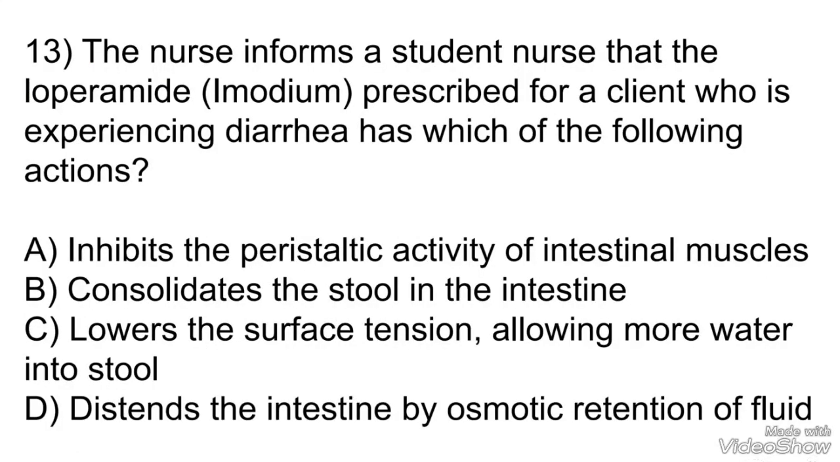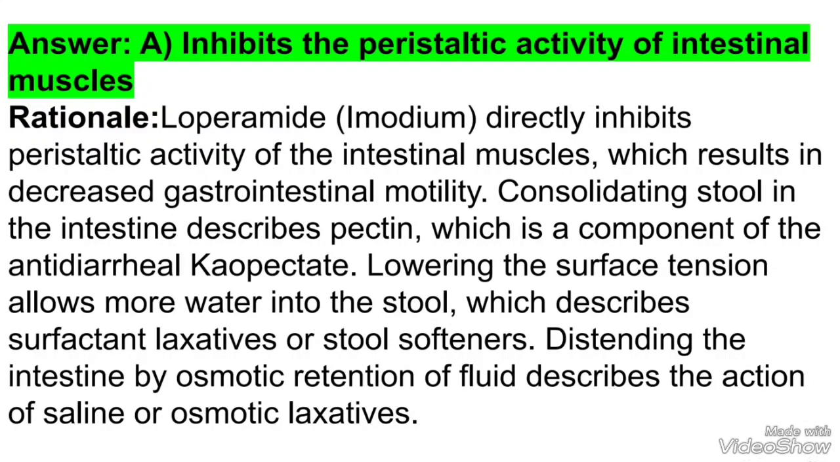13. The nurse informs a student nurse that the loperamide prescribed for a client who is experiencing diarrhea has which of the following actions? A. Inhibits the peristaltic activity of intestinal muscles. B. Consolidates the stool in the intestine. C. Lowers the surface tension, allowing more water into stool. D. Distends the intestine by osmotic retention of fluid. Answer: A. Rationale: Loperamide directly inhibits peristaltic activity of the intestinal muscles, which results in decreased gastrointestinal motility.